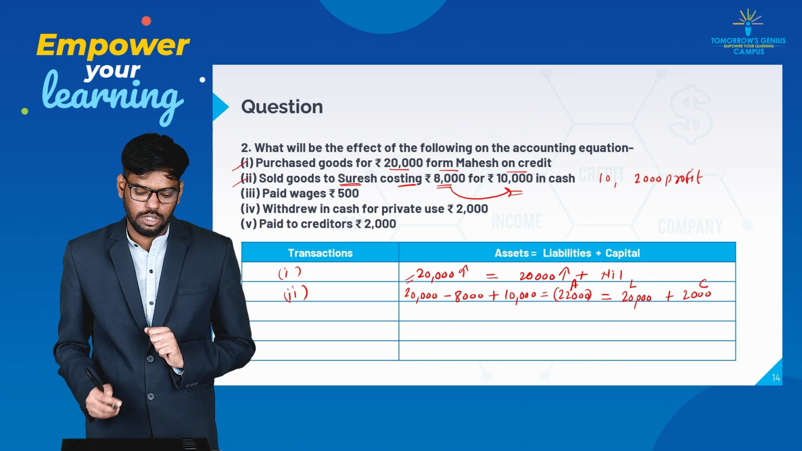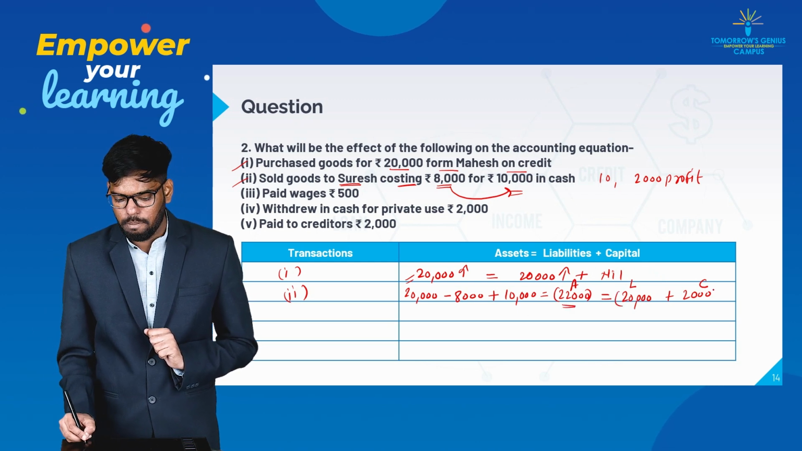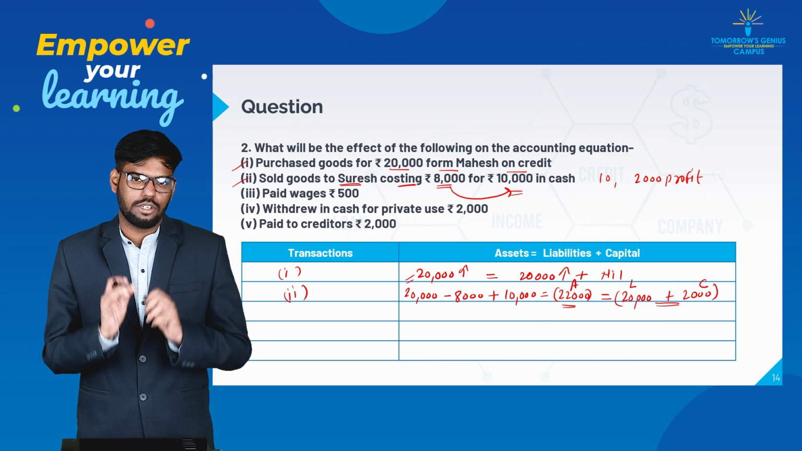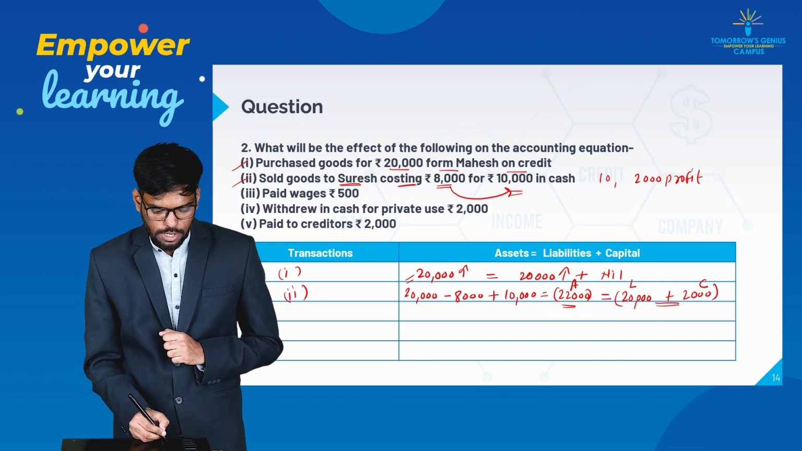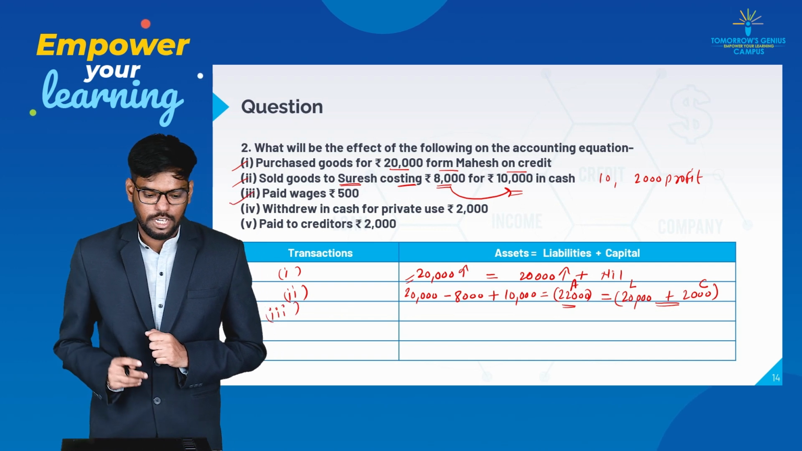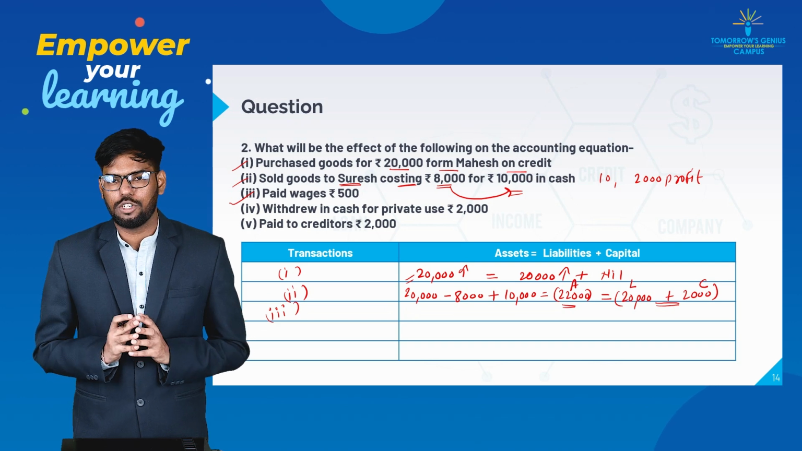Now, if you observe here, my asset total is 22,000 and my liability plus capital total is also 22,000 rupees. So my accounting equation gets satisfied. Then the third one. So what is the third transaction? The third transaction is paid wages of rupees 500. So we paid wages of rupees 500.